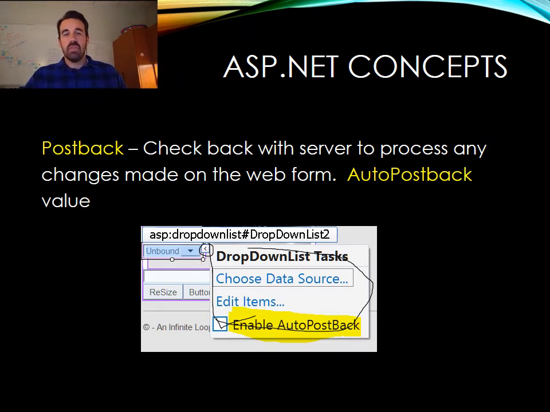So click that, enable auto postback, and that means every time that the user selects a different item in our drop-down list, the page will check back with the server, and if there's any event to be processed, any event detected, like a drop-down list change, and there's something that needs to happen, any code that needs to execute, that'll happen only if we select enable auto postback.